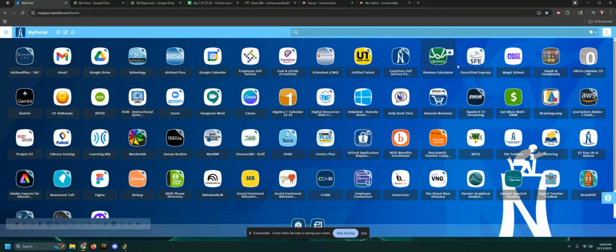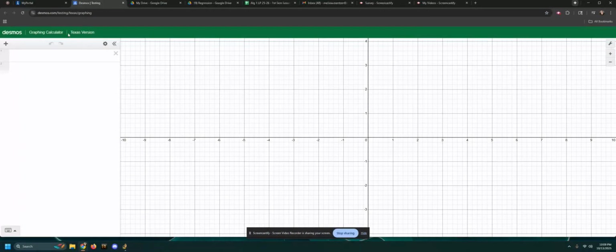Hey guys, so we're going to go ahead and start out on our portal. We're going to click on Desmos Calculator, which takes us to the Texas version, the STAAR test version of our Desmos Calculator. I'm going to hit this plus sign on the left side of the screen and hit table. So what we're going to do is create a regression.